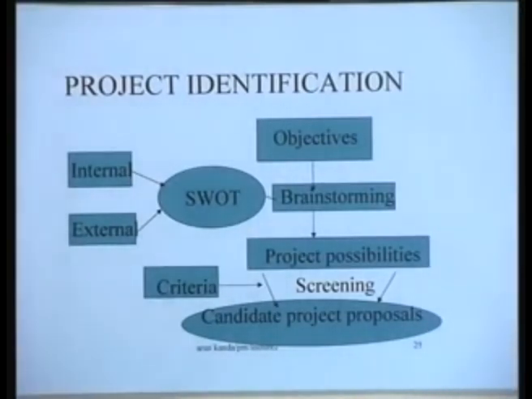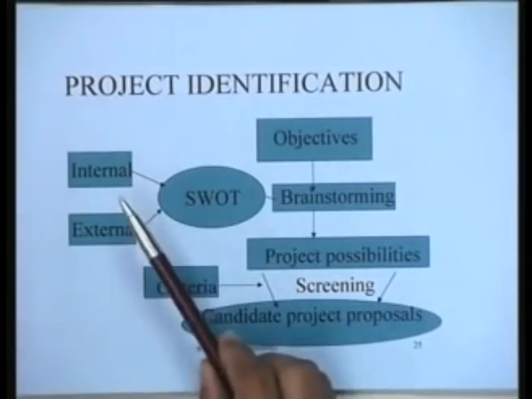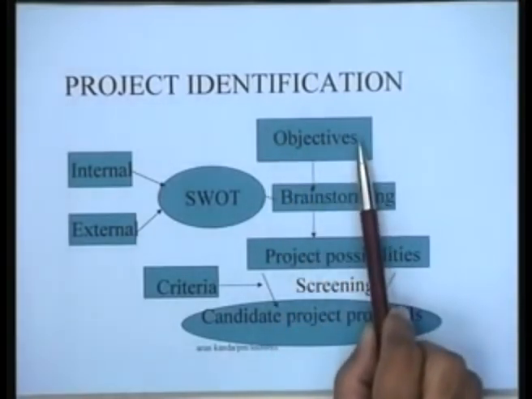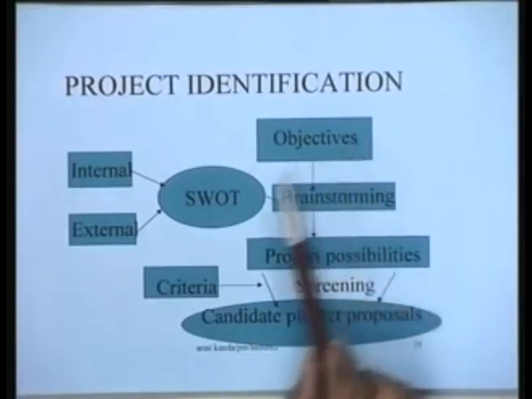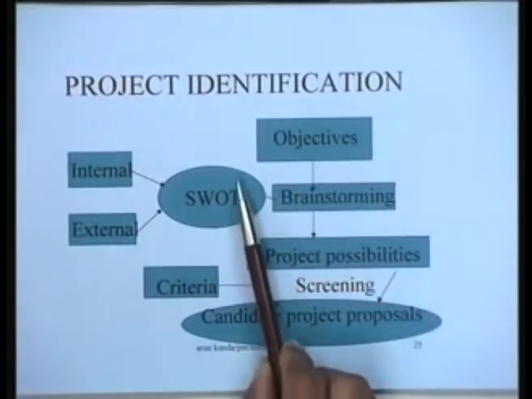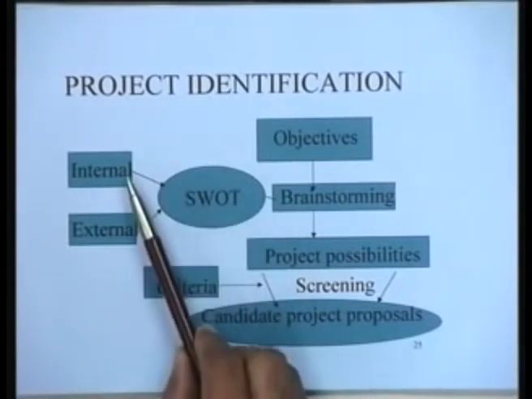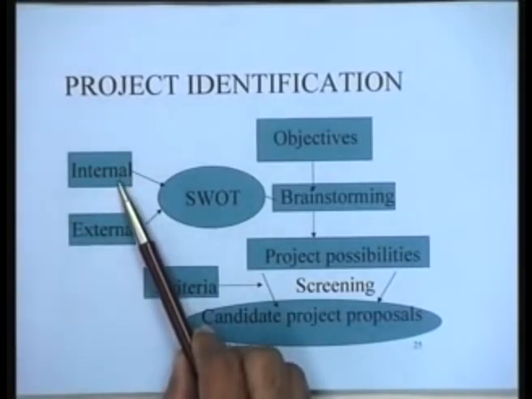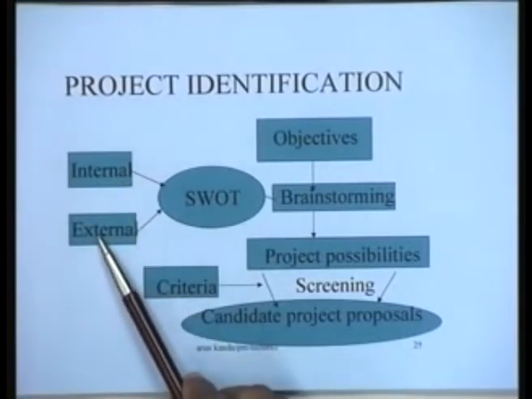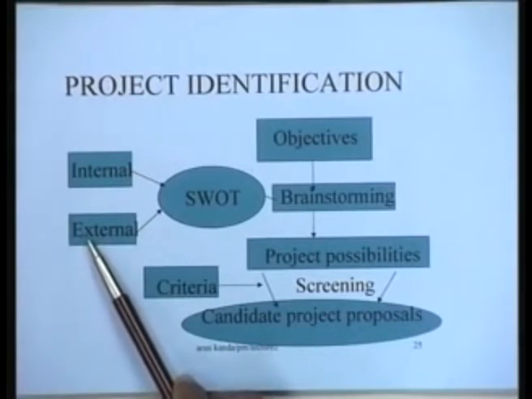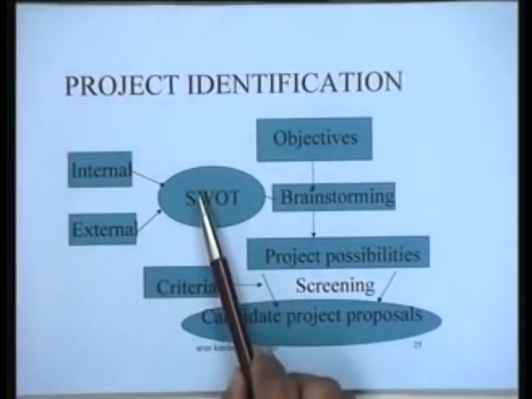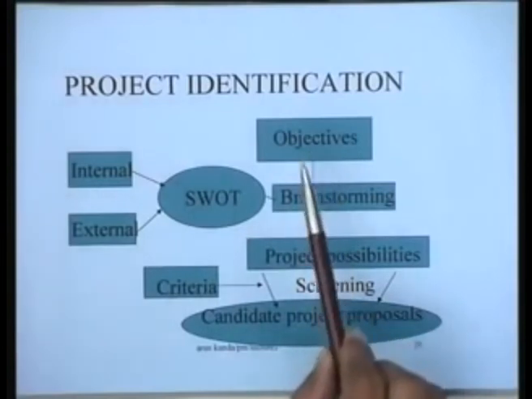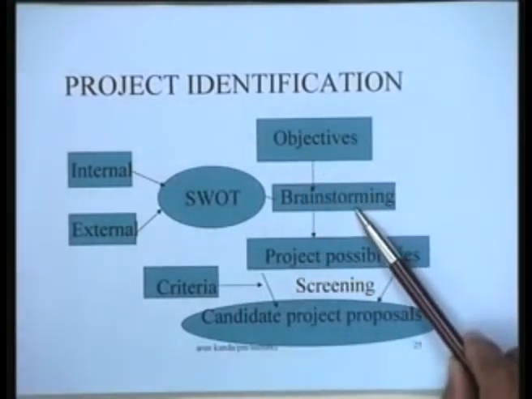So, basically what we have tried to do today is look at the project identification process in a fair amount of detail. We have seen, for instance, that the project identification begins with the objectives. What are your objectives? What is it that you want to do? And at the same time, it is very essential to look at your internal strengths and external strengths. Looking within will identify for you the strengths and weaknesses. Looking outside at the environment will identify the opportunities and threats, and you do a SWOT analysis in that system.